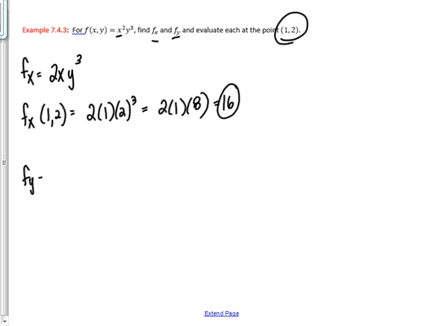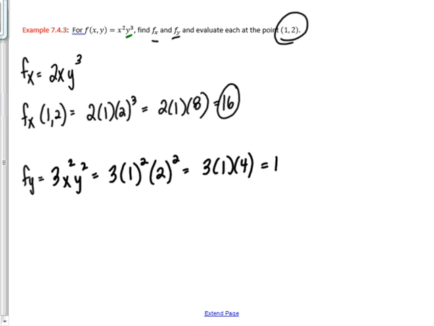And then if I take the derivative with respect to y now, I'm taking the derivative of y cubed and getting 3y squared. But I'm going to keep that x squared in the middle of it. And now again, plugging in 1 for x and 2 for y. So that's 3 times 1 times 4, or 12.